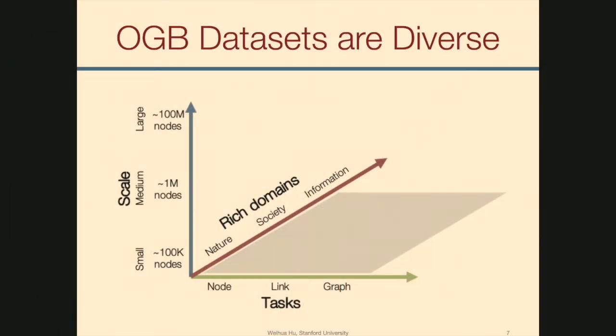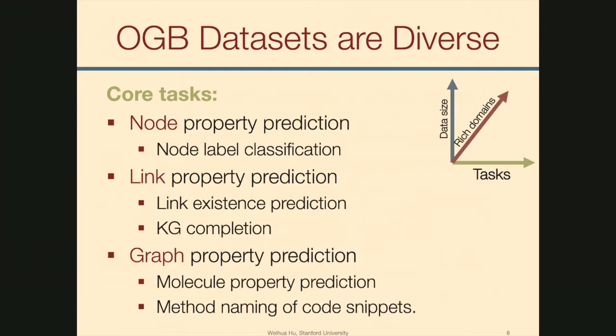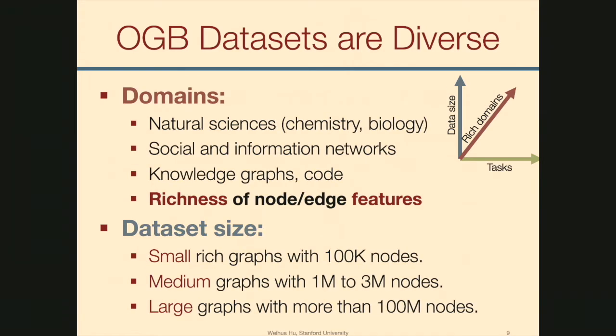So OGB datasets are really diverse. They are diverse in three axes, in terms of tasks, domains, and scales. In terms of tasks, we prepare the three core graph machine learning tasks: node property prediction, link property prediction, and graph property prediction. In terms of domains, we have graph datasets from natural science domains like chemistry and biology. We have graphs from social and information networks, and also knowledge graphs as well as computer source code. And these domains often offer rich node and edge features that the machine learning model can leverage.